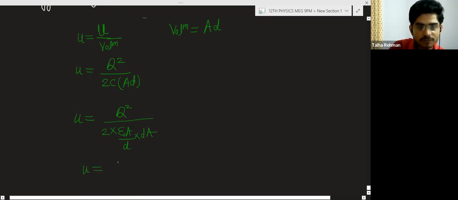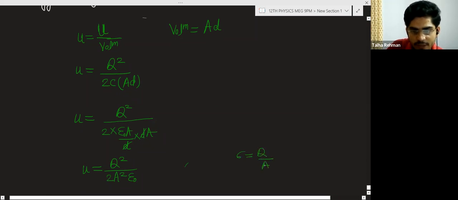So small u becomes Q square divided by 2A square epsilon naught D. 2A square, this is 2, this is A square, D and D cancel out, and this is epsilon naught. And Hamza, we know sigma is equal to Q by A. So I can write sigma square is equal to Q square divided by A square.